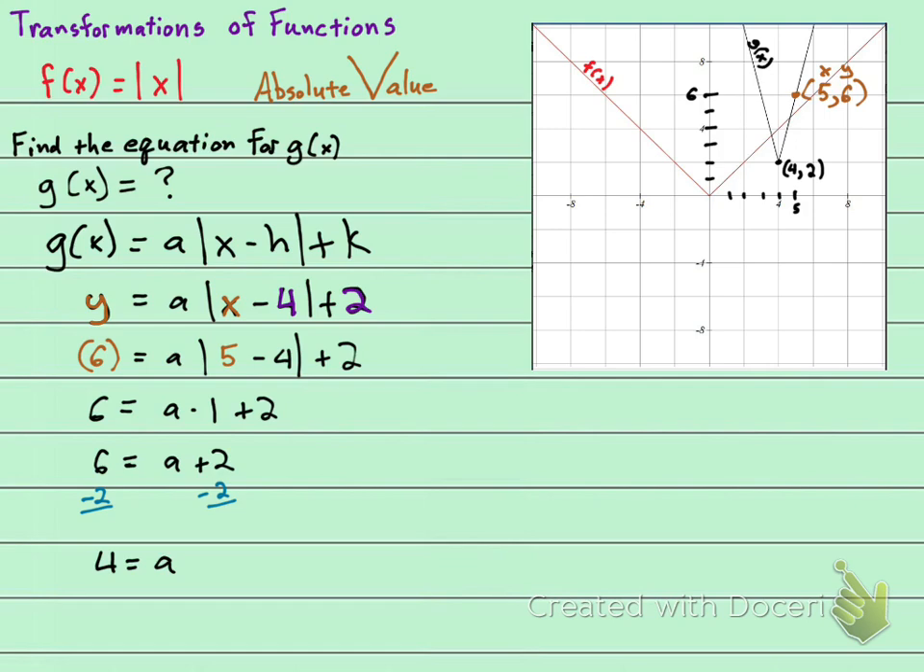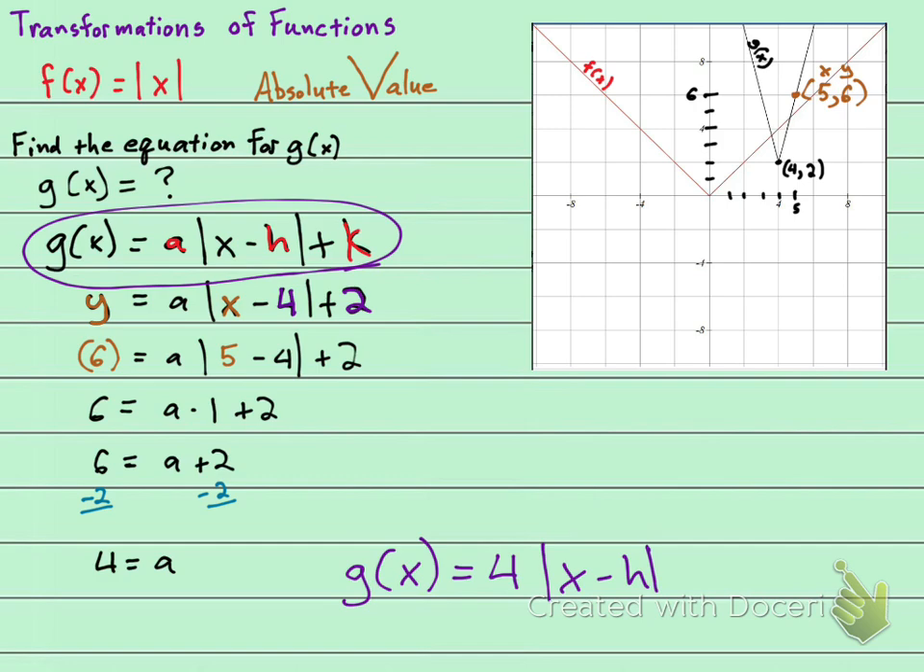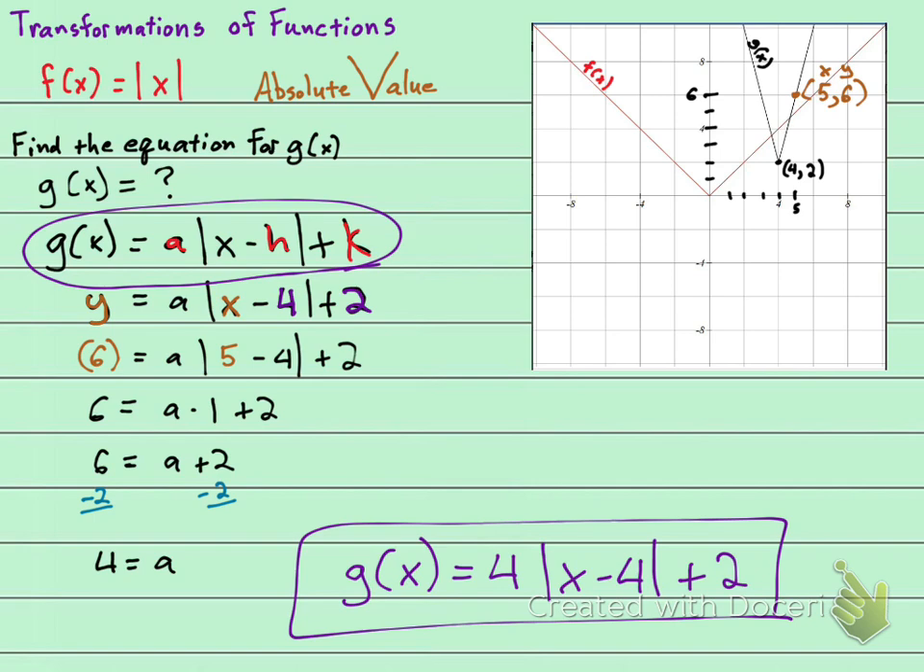Now I can have my equation for the g of x. So here we go, coming back up to here. I'm going to plug in for a, I'm going to plug in for h and k. Then we're going to have the g of x, the black graph, is 4 times the absolute value of x minus h, h is 4, plus k, which is 2. This is my equation. If you notice, I already had most of this stuff here. The only thing I'm really adding is this 4 right here.